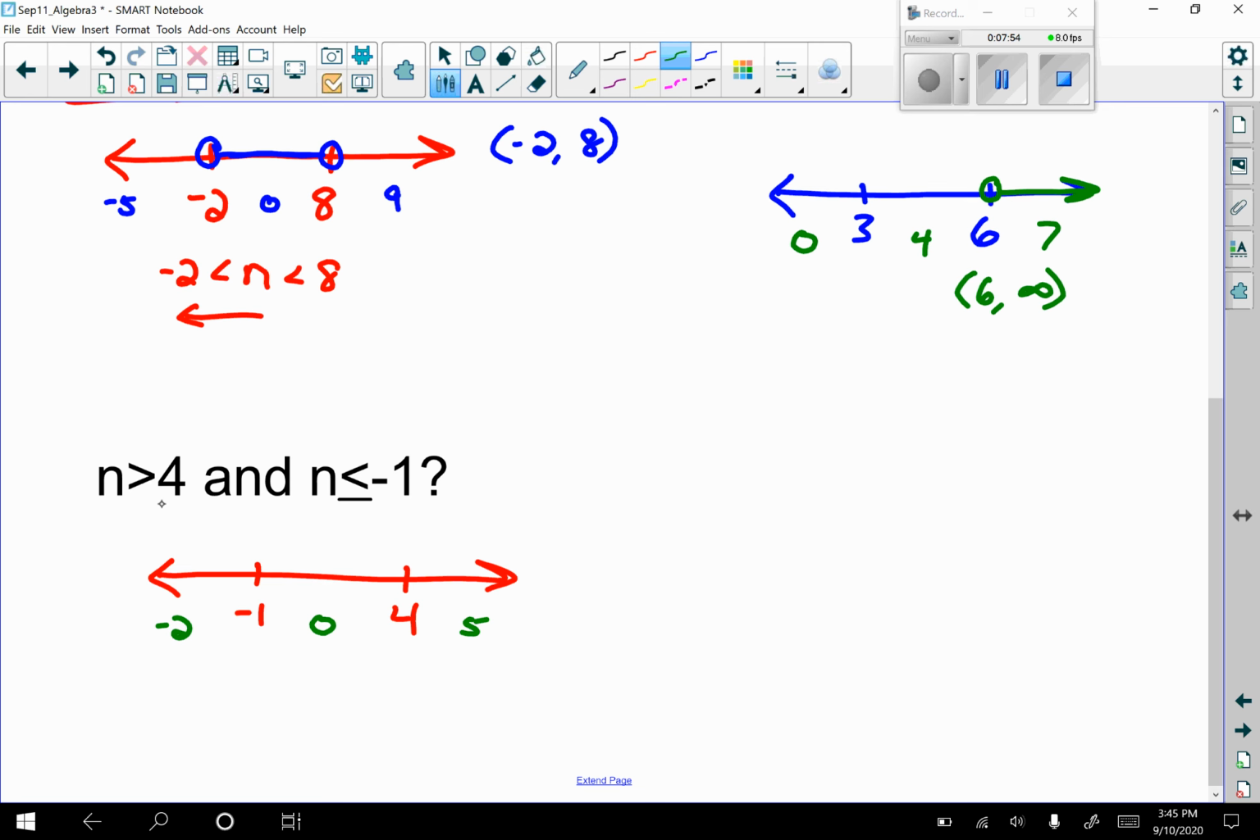And the 5, is 5 greater than 4? Yes, but is 5 less than or equal to -1? No. So we can't shade anywhere. We don't even include the -1 because we need it to satisfy both, and it only satisfies the second one.